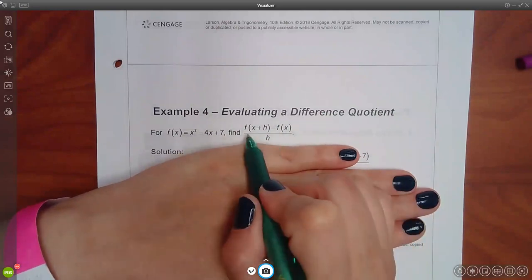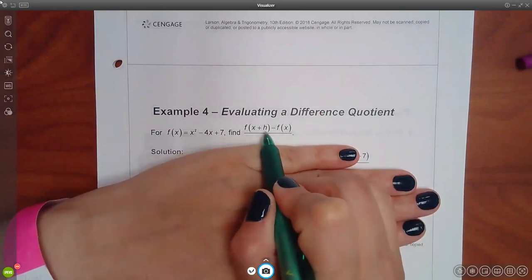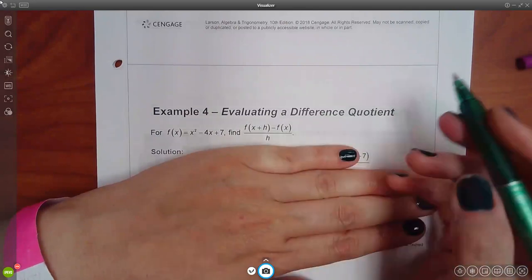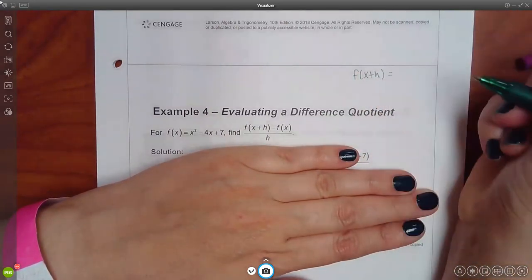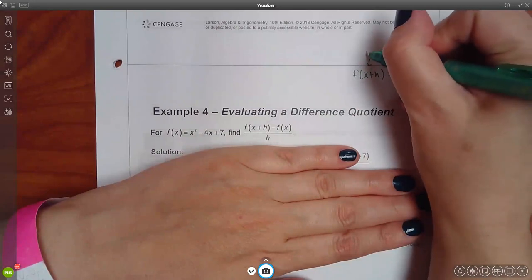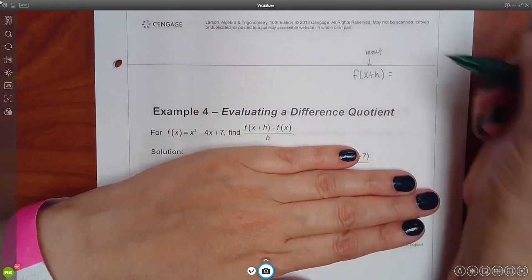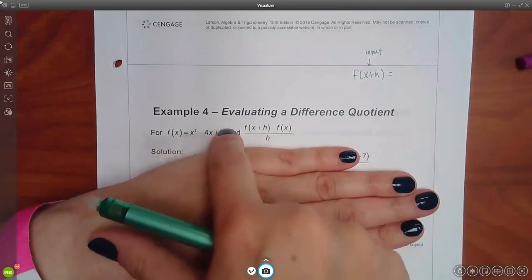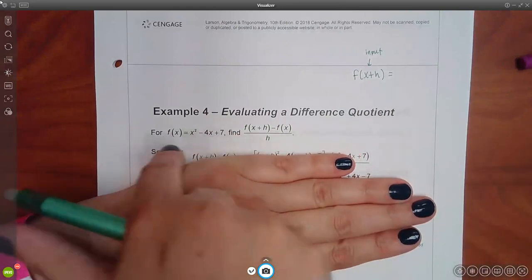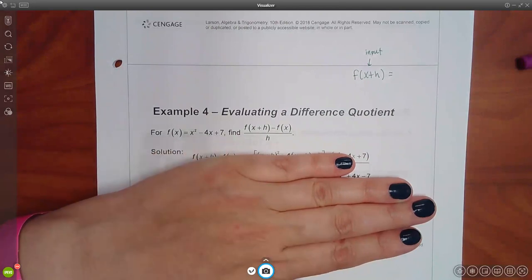But I also need to know what f of x plus h looks like. How in the world do you know what f of x plus h looks like? Well, your input happens to be x plus h. So that means over here in this function, in this relationship, you need to plug in x plus h everywhere there was an x.